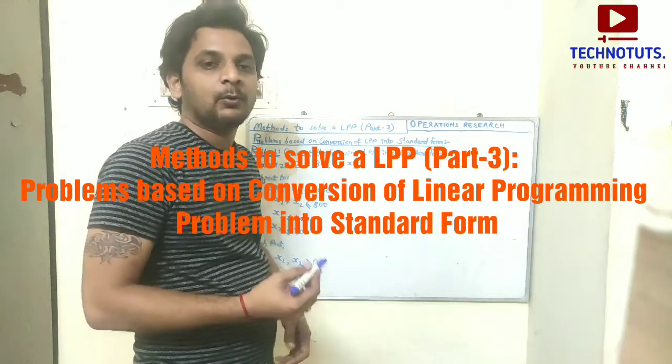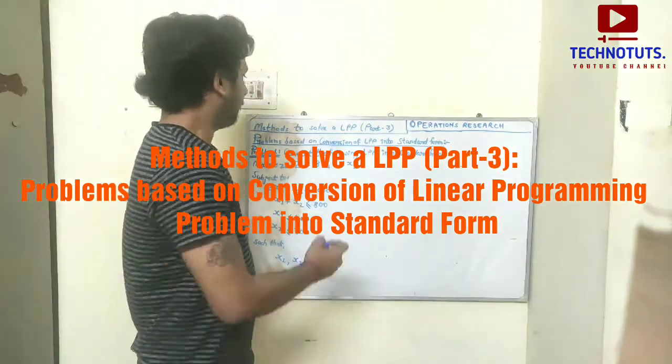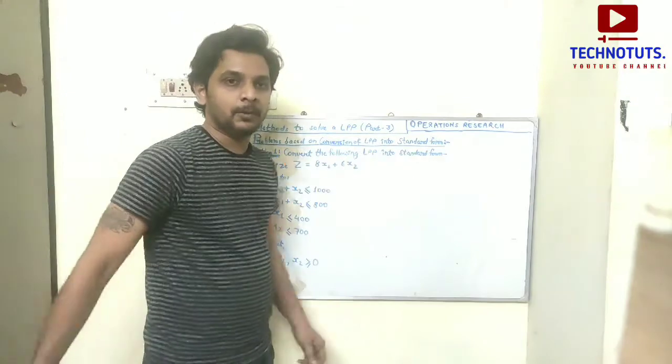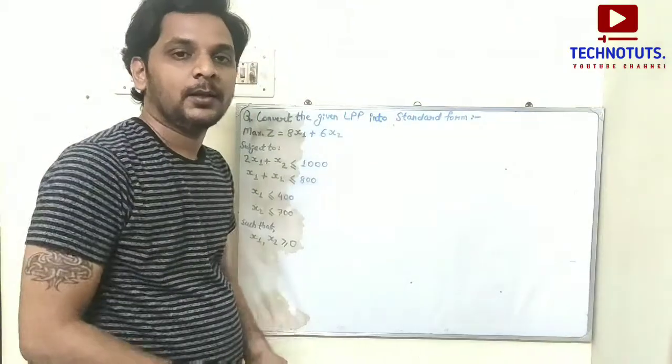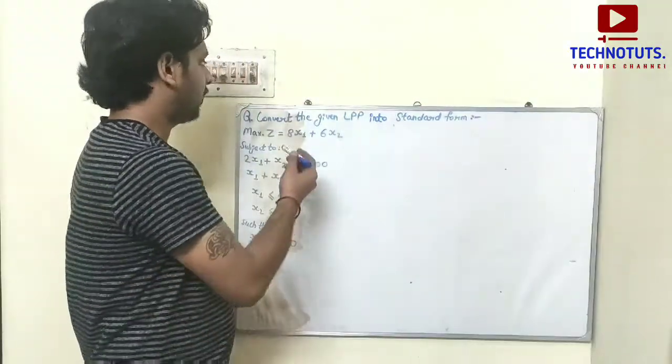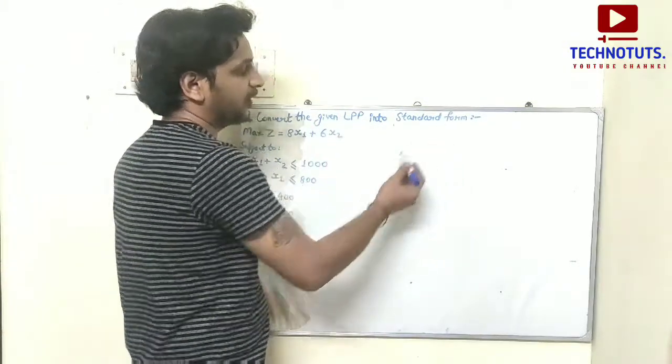Our today's topic of this video is methods to solve a linear programming problem, part 3. Let us see a problem. Convert the given LPP into its standard form.